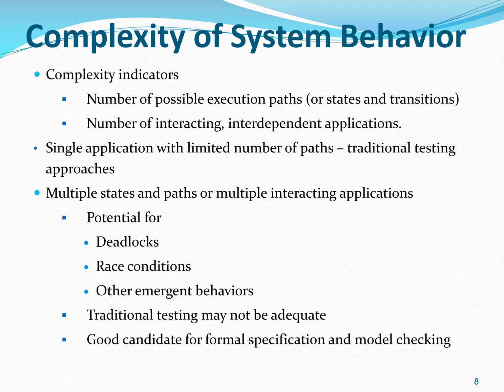When we have multiple states and paths or multiple interacting applications, for example, when we have state machines that involve a lot of concurrency, then we have potential for deadlocks, race conditions, and other emergent behaviors. And in those cases, traditional testing may not be adequate. And as the state machines themselves get to be more complex, the viability of traditional testing decreases considerably. So those are the situations that are good candidates for formal specification and model checking.